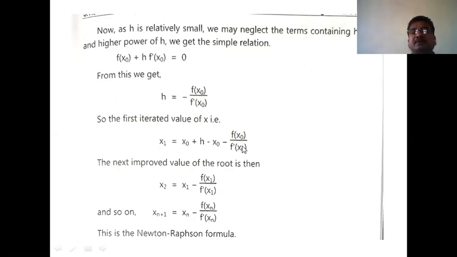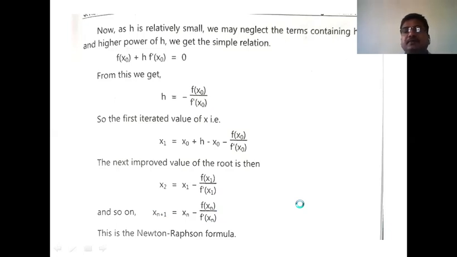Similarly, if we start from x1 instead of x0, then we get x2 is equal to x1 minus f of x1 divided by f dash x1. Similarly, x3 is x2 minus f of x2 divided by f dash x2. In this fashion, if we generalize this formula, we get x(n plus 1) is xn minus f of xn divided by f dash xn, where n runs from 0, 1, 2, 3, 4, 5. That is, if you substitute n is equal to 0 in this formula, then we get x1. If we substitute n is equal to 1, then we get x2. In this fashion, we find x1, x2, x3, x4, x5. This is called the Newton-Raphson formula.